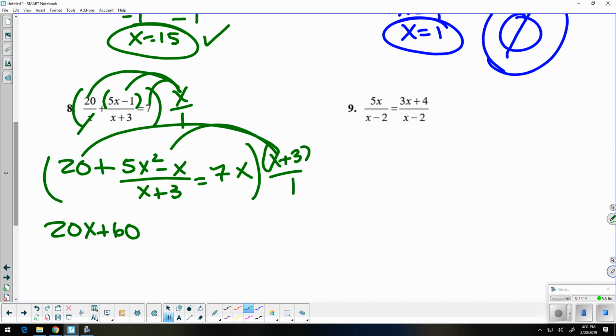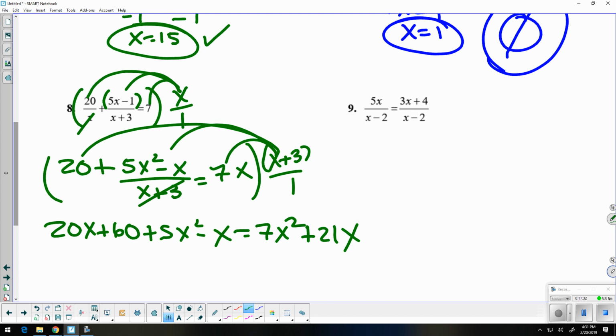So the next one cancels my denominator. I'm just left with what's on top, which is plus 5x squared minus x. Turn it over to the last one across the equal sign. So this is going to be equal to, that'd be 7x squared plus 21x.